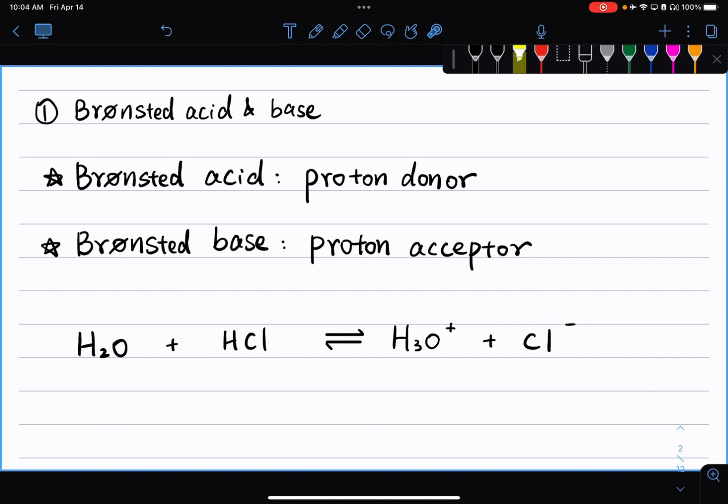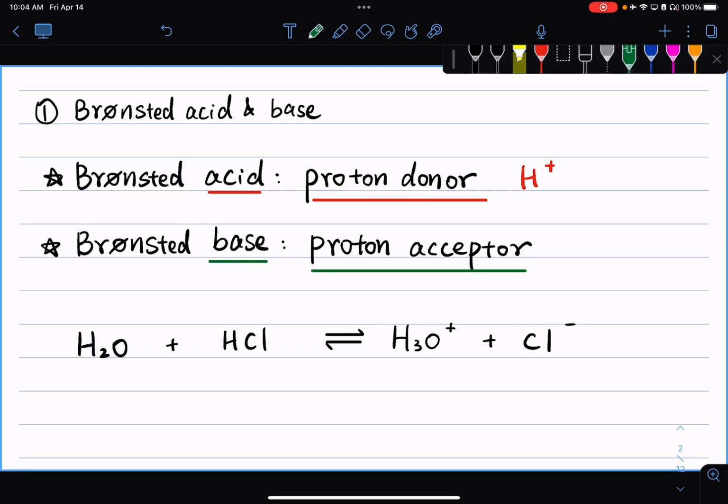Bronsted acid-base. So this is the most classical acid-base reaction you can think about. So when we say Bronsted acid, what we are saying is this acid is acting as a proton donor, or an H plus donor, if you may. And a Bronsted base, on the other hand, is acting as a proton acceptor. All right, so that's the Bronsted definition of acid and base.